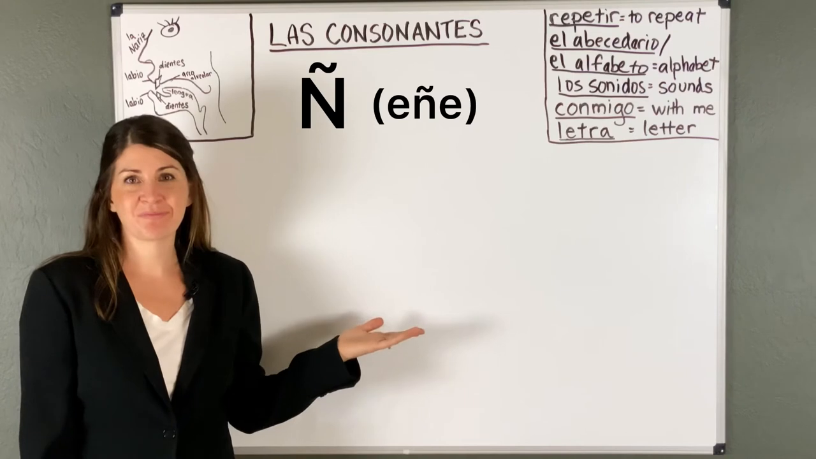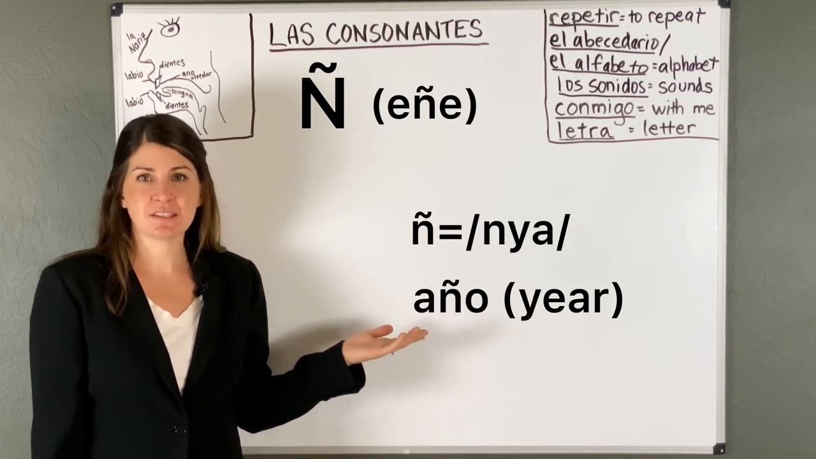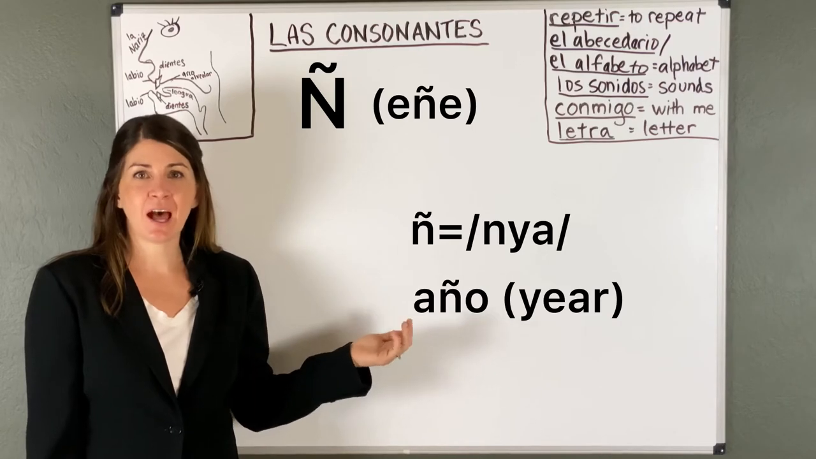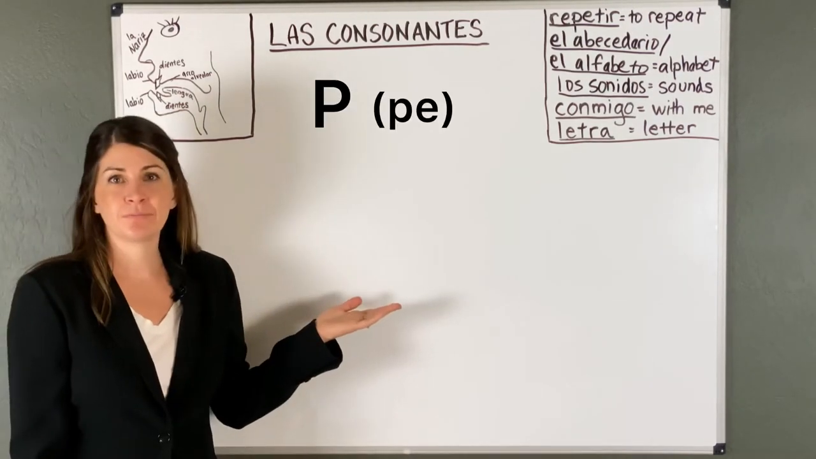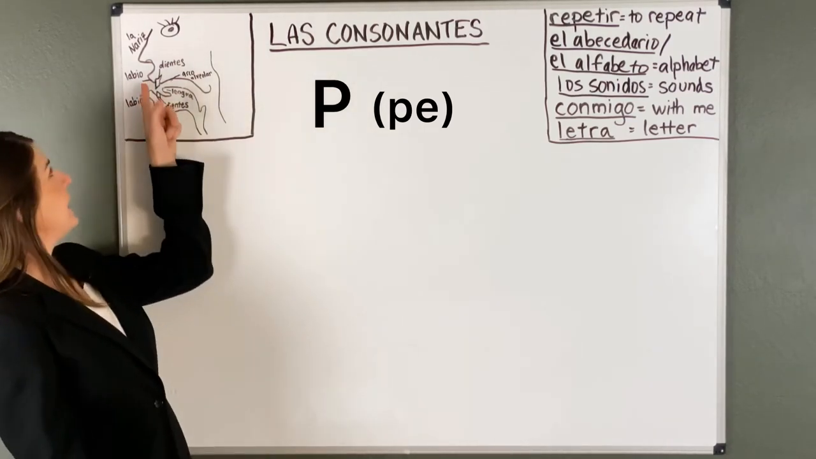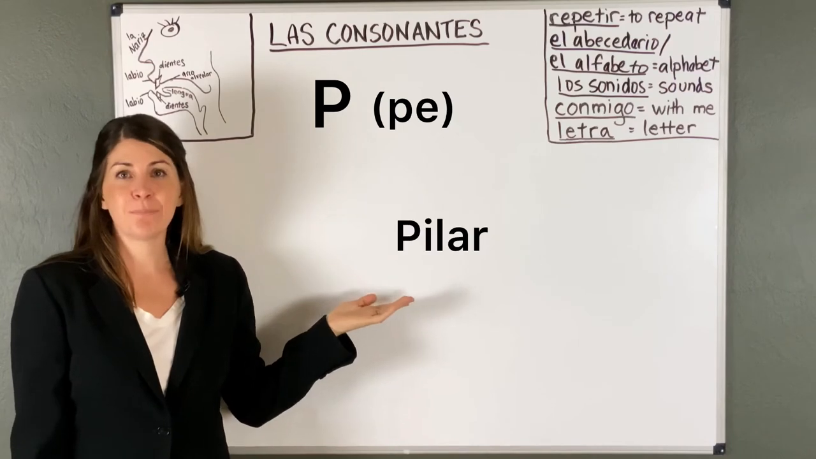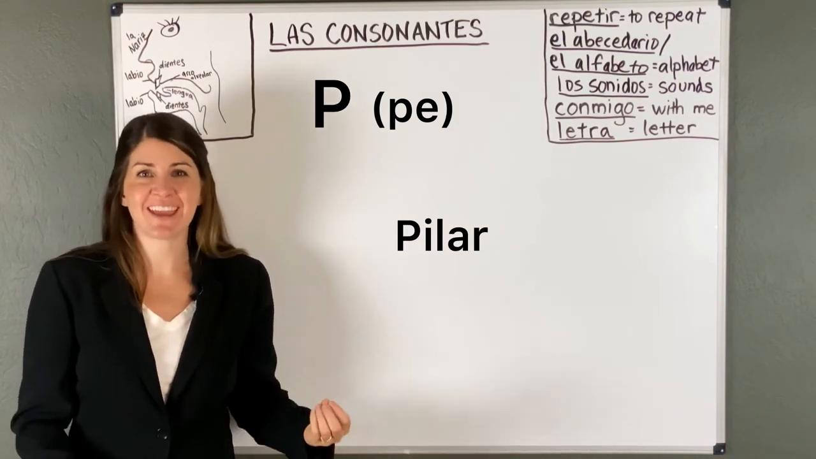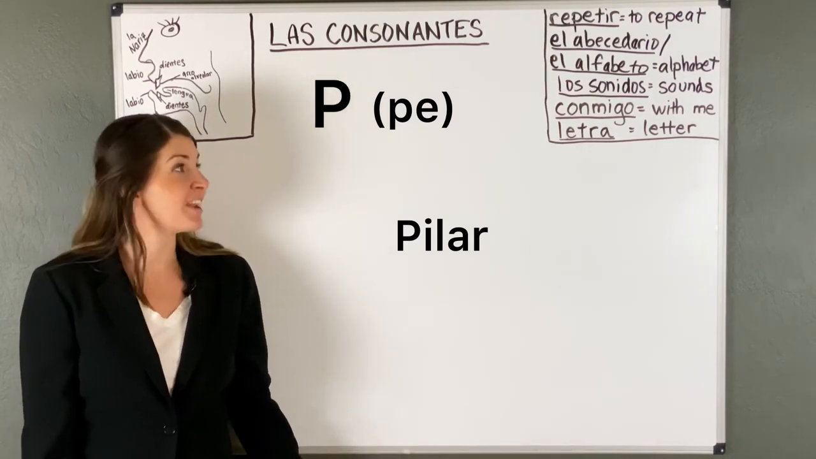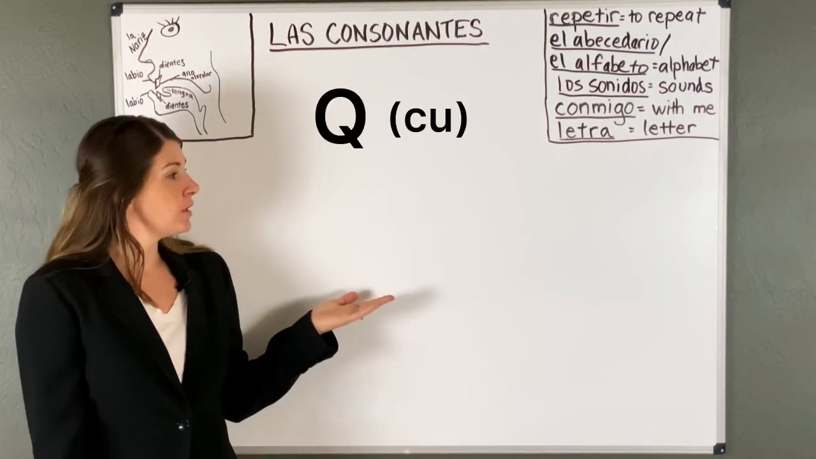Ñ. This is a letter that does not exist in the English alphabet. It's a ñ sound, as in año. P. Labio con labio. Padre. Pilar. Pilar is a woman's name in Spanish. I've met a lot of Pilars in Spain, for example. Pilar. La letra Q.